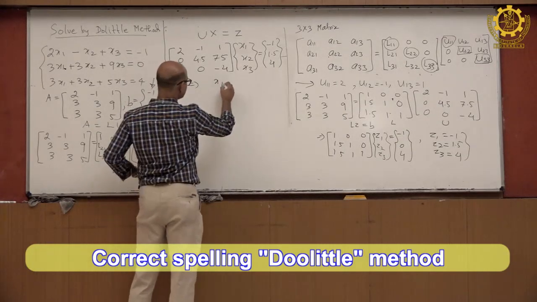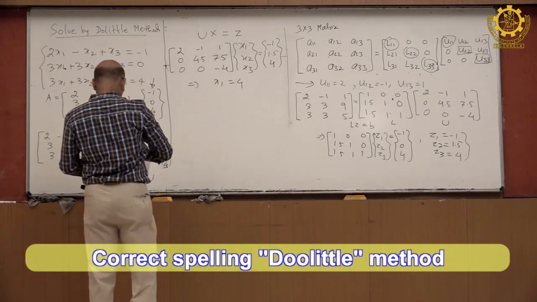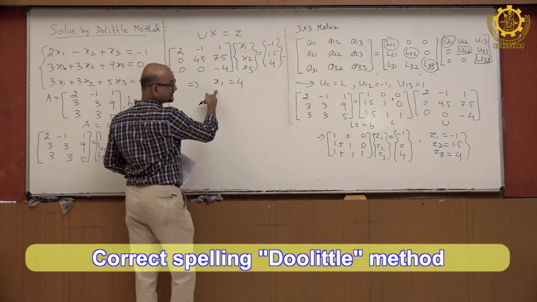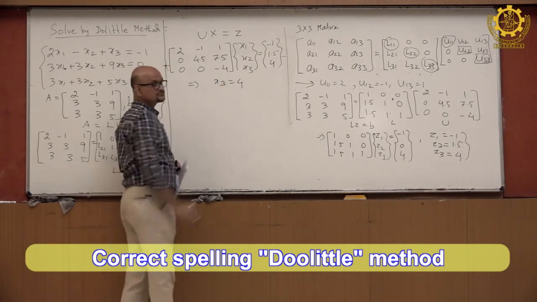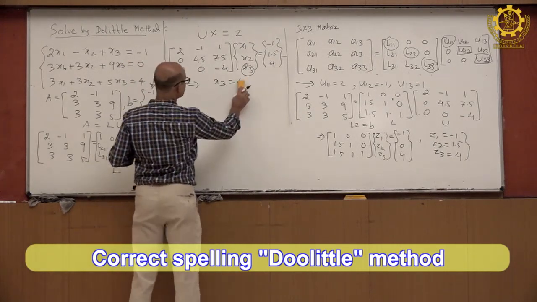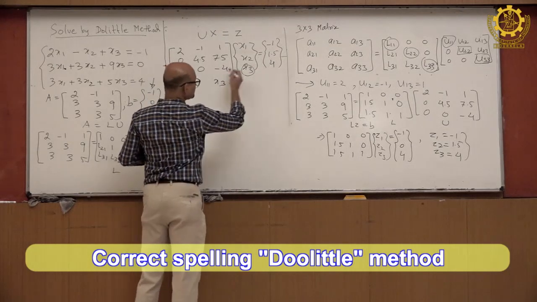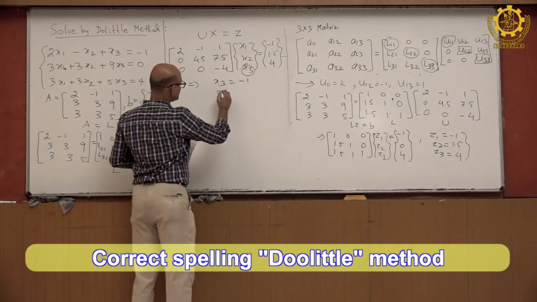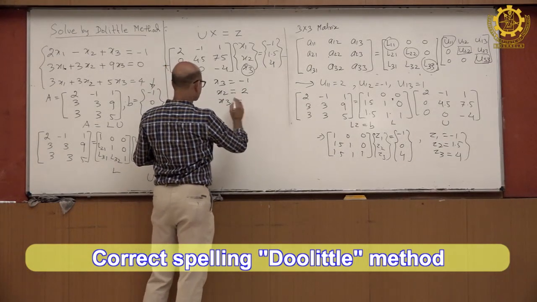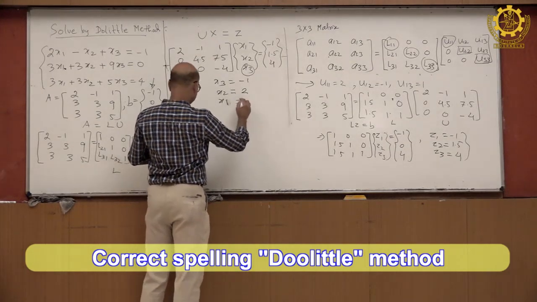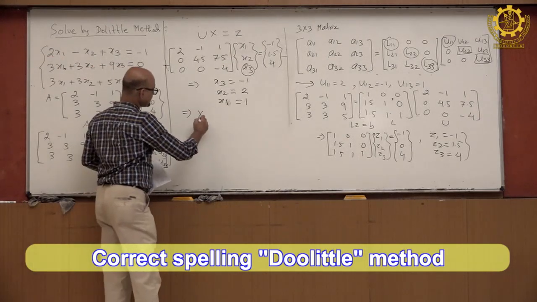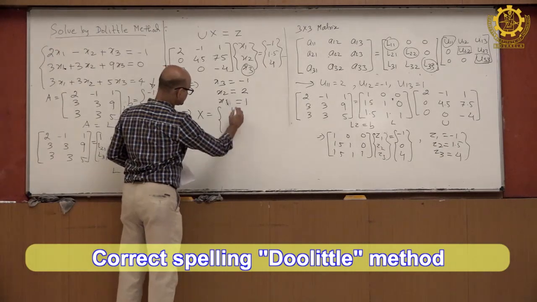So X3 is 4 by minus 4, so it is minus 1. Similarly, X2 and X1, going from the bottom because of back substitution. X2 is 2 and X1 is 1. Is it okay? So I have X as 1, 2, minus 1.